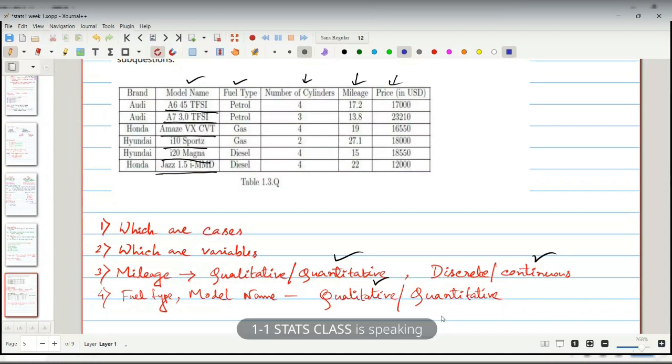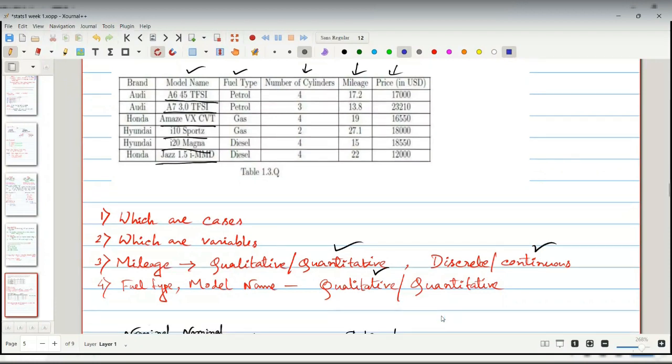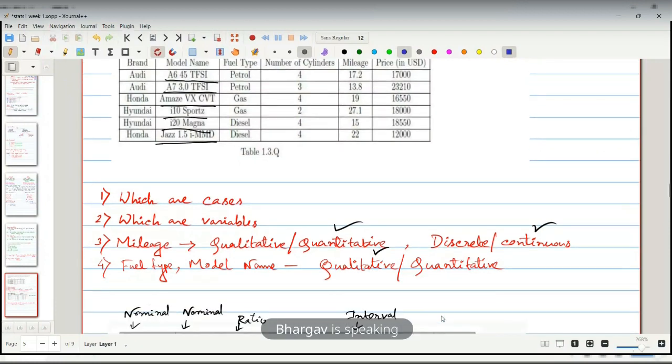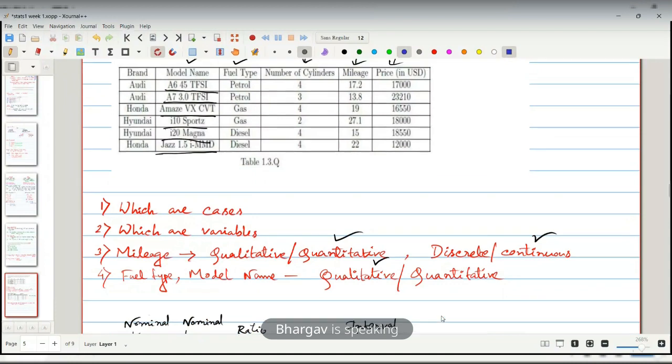Next is fuel type, model name. Qualitative or quantitative? It is qualitative because we cannot perform operations.